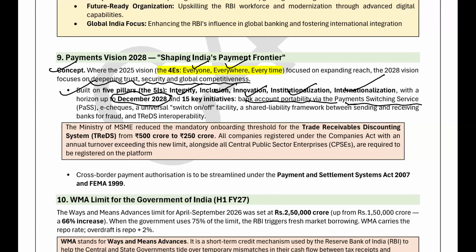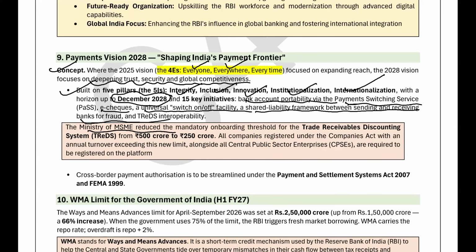These are very good services. This has come on the same concept as the mobile portability services, keeping that in view, this service has been started, that is payment switching services. Okay? e-Cheques, electronic cheques were already there. A universal switch on facility, a shared liability framework between sending and receiving banks for frauds, and TReDS interoperability. Okay? Please try to understand, this is important.